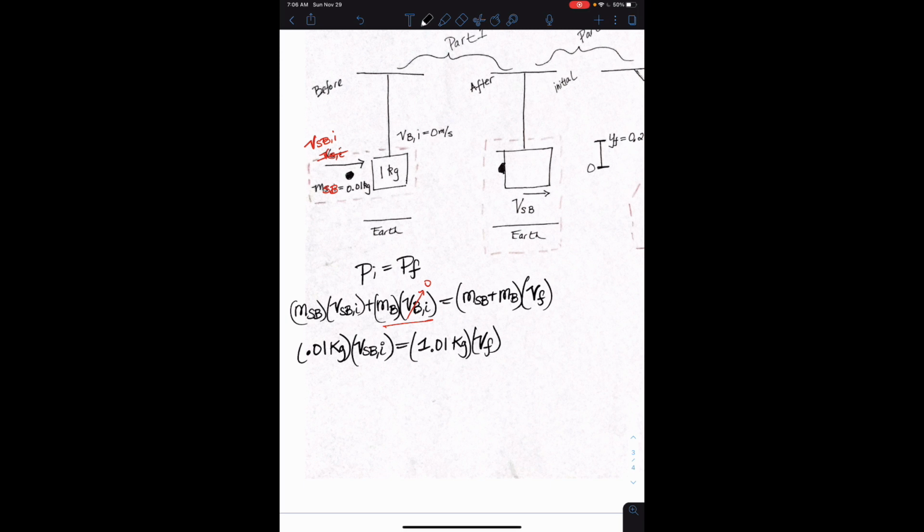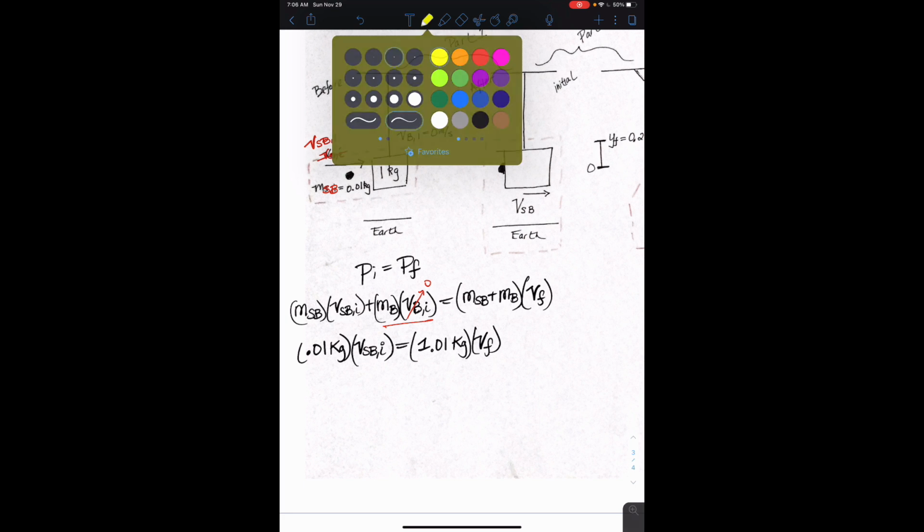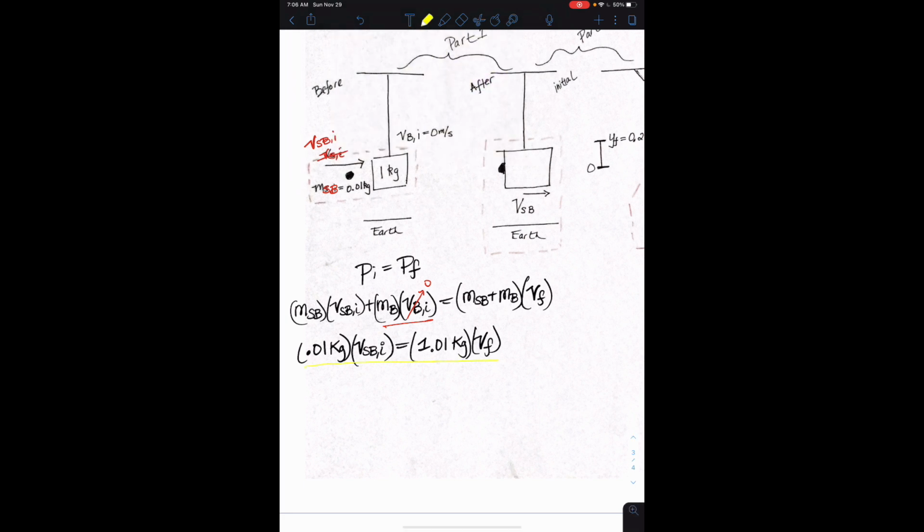All right, so here's our problem. We have 2 variables, or 2 unknowns. We can't solve for the initial velocity of the spitball, so we need 2 equations. So we do know a little bit more, and that's kind of the idea here.